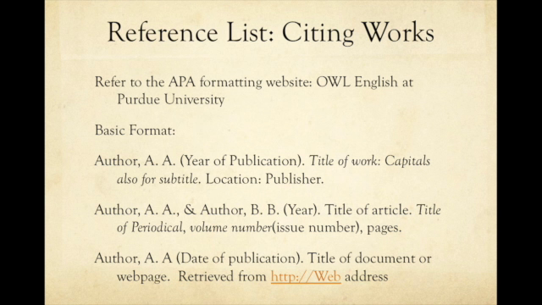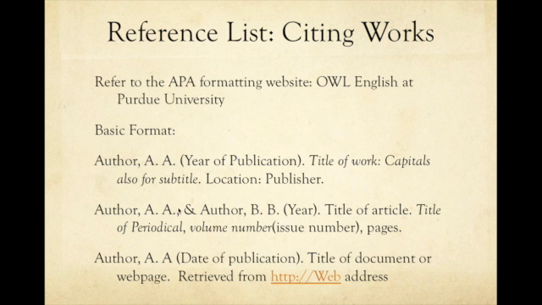A great resource for you to use is called OWL English at Purdue University, and that will kind of give you all the different formats for different types of evidence that you could use in your papers. But here's just a simple format of the reference list. You got the author's last name, comma, their first initial, or maybe their first two initials, followed by the year of publication. So if this is 1998, you're going to have the title of work in capitals, also for the subtitle, and then a location, a publisher. So this is for a book, okay?